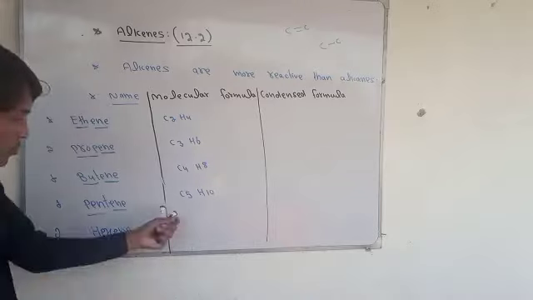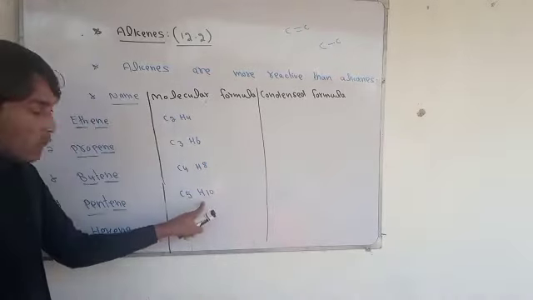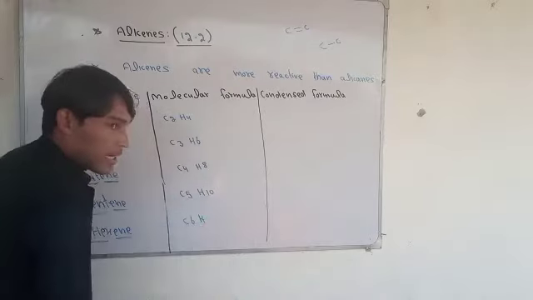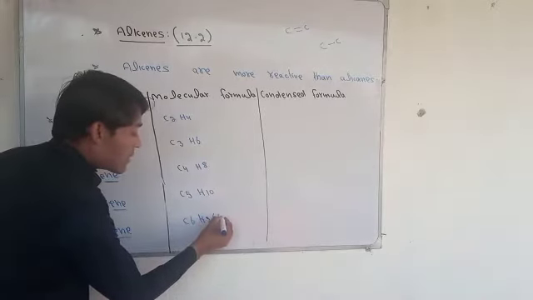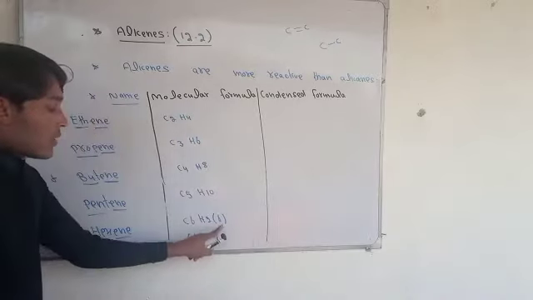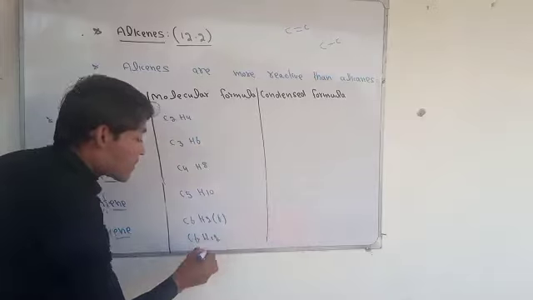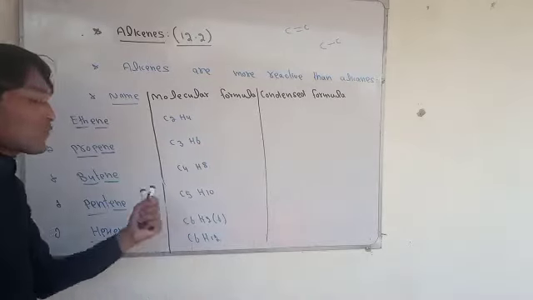Hex means 6, so the number of carbon will be 6. Now again, the formula is H, put again 2, and the number of carbon is 6. So we can say C6, and 6 2s are 12, so we can write H12 here. So we get the formula for hexene.